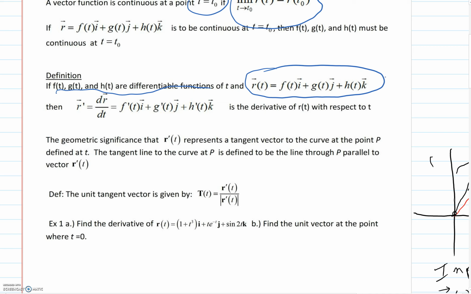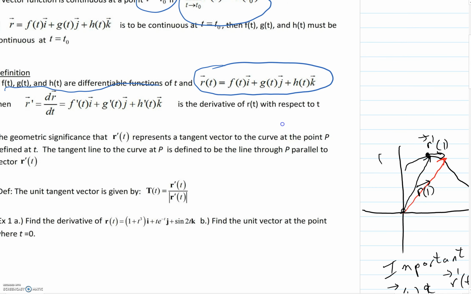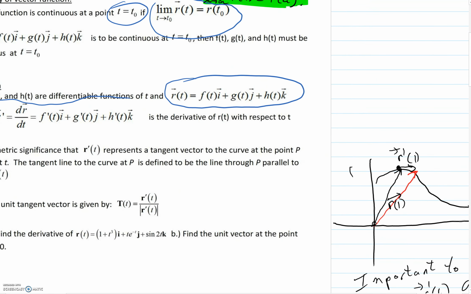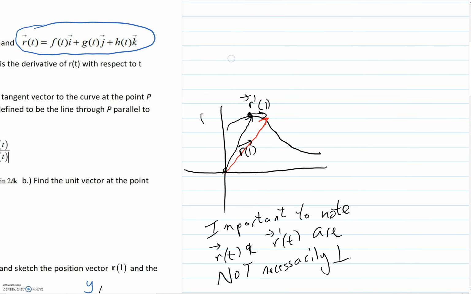But of course, we really need to do more than just mechanically take these derivatives. We'd like to begin to really wrestle with what this really means. And that's right in here. The geometric significance is that r prime represents a tangent vector to the curve at point P defined at t. That's really what we're seeing. And the tangent line to the curve at that point is defined to be a line through P parallel to that derivative vector.